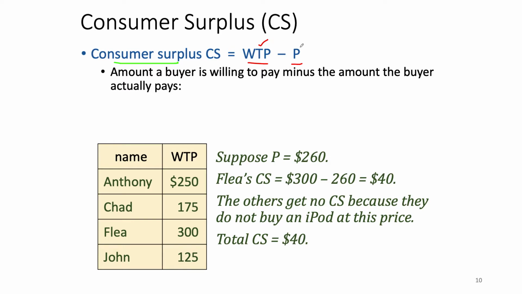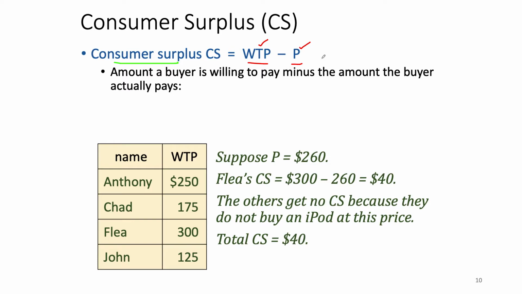P here is the price that I ask you to pay for this good. The bigger this difference is, the better off you are, right? If you're willing to pay $1,000 for a good, that's your willingness to pay, and I ask you only for $100 for the same good, that difference is $900.